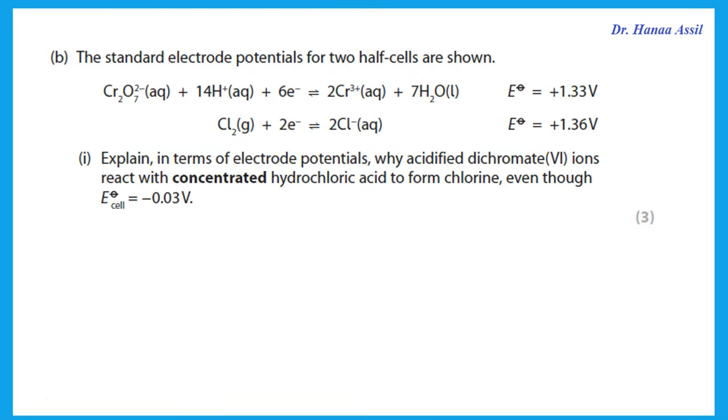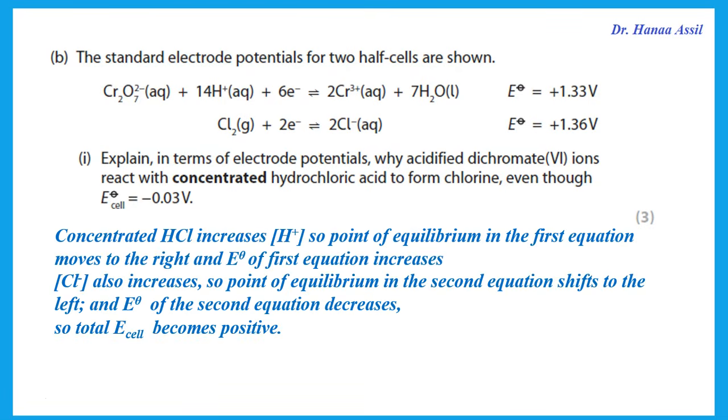hydrochloric acid, and that means I'm increasing the H+ ions. And when we increase the H+ ions in that first equation, the point of equilibrium shifts to the right. And that means the E naught of that first equation increases a little bit. Now, if we're adding concentrated HCl, that means also the chloride ions increase. So the point of equilibrium in the second equation shifts to the left. And the E naught of that equation decreases a little bit. So the overall total E cell will become positive.